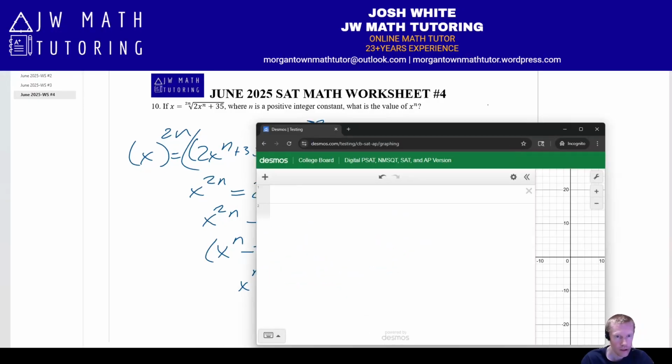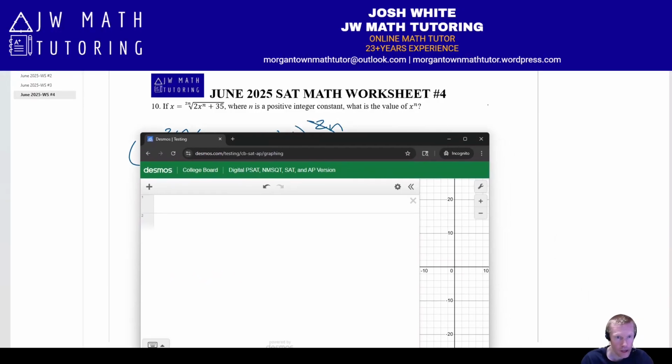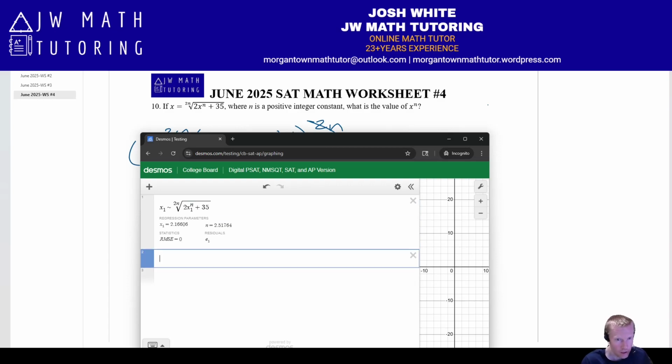So go ahead, bring up Desmos here, and basically I'm just going to type in the given equation, except do it as a regression statement. Type nth root to get a blank root where I can put the 2n in there. Use x1 for every x, of course. Okay, now what I'm going to do is set a value for n.